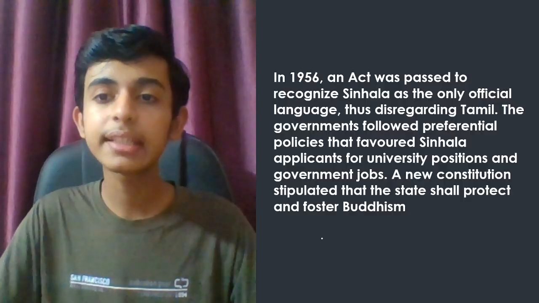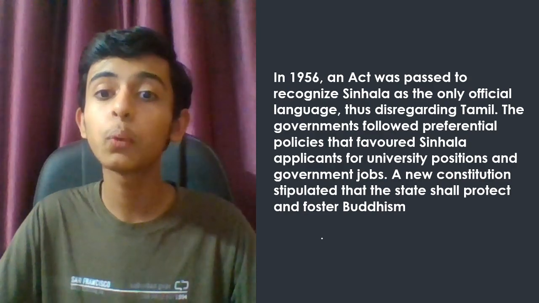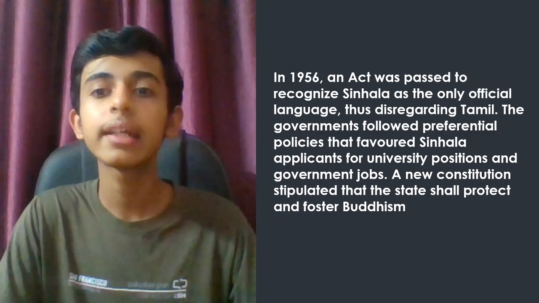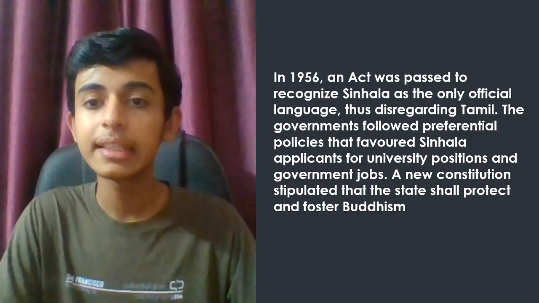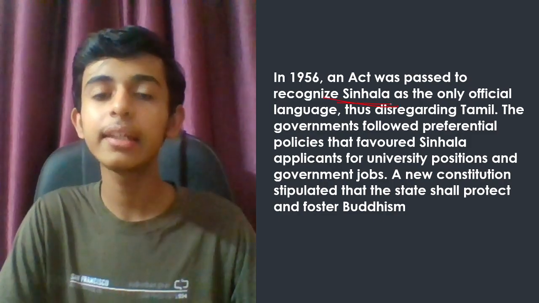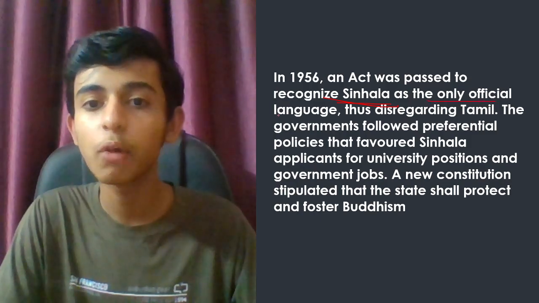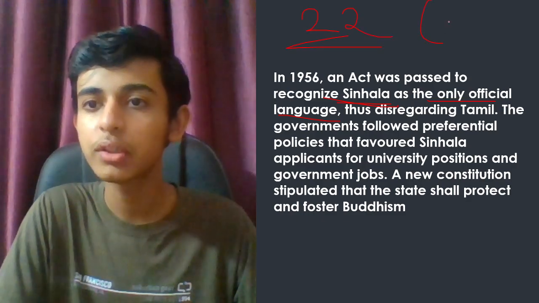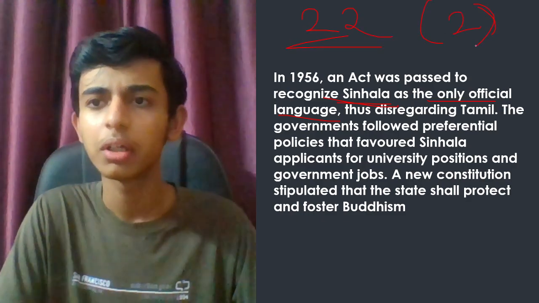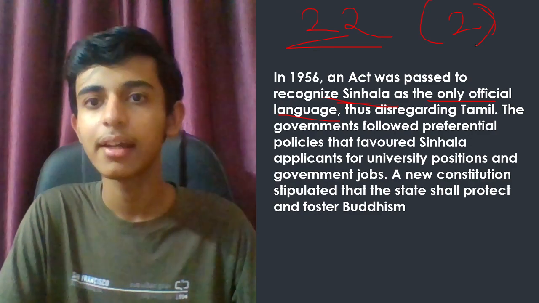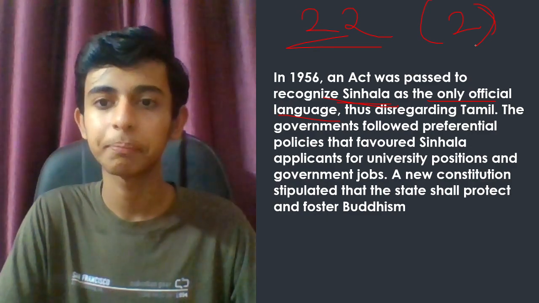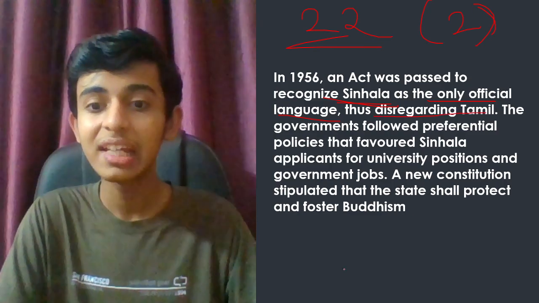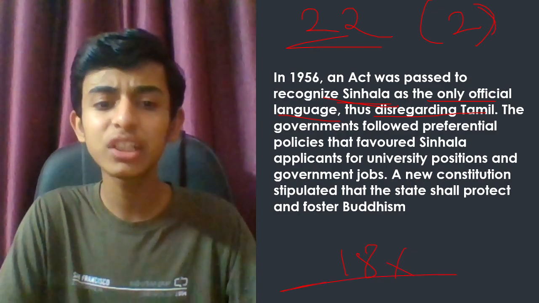Now in 1956, an act was passed to recognize Sinhala as the only official language, thus disregarding Tamil. Can you imagine, see what happened? Sinhala, which is the language of Sinhalese people, was recognized as the official language. In India, we have 22 languages, among which two are official, Hindi and English. But still, we are not disregarding the other languages, isn't it? We have accepted them. But in Sri Lanka, they disregarded Tamil. Can you imagine? The 18% Tamil citizens would feel so bad.